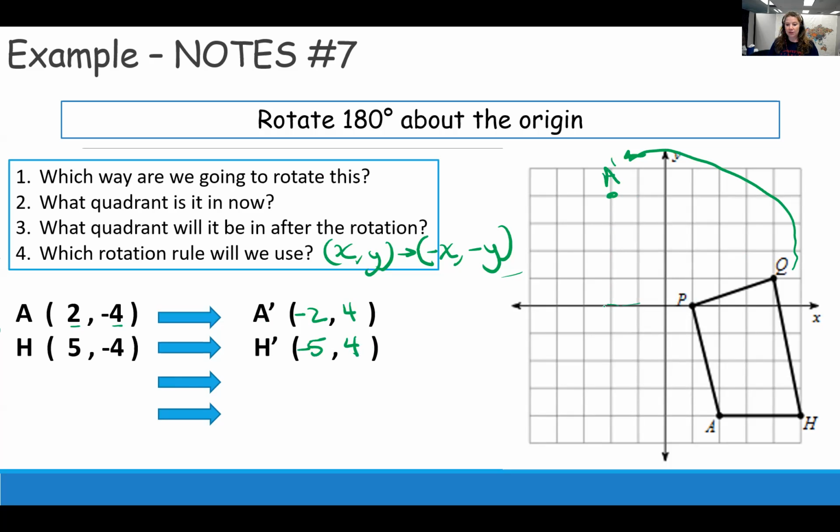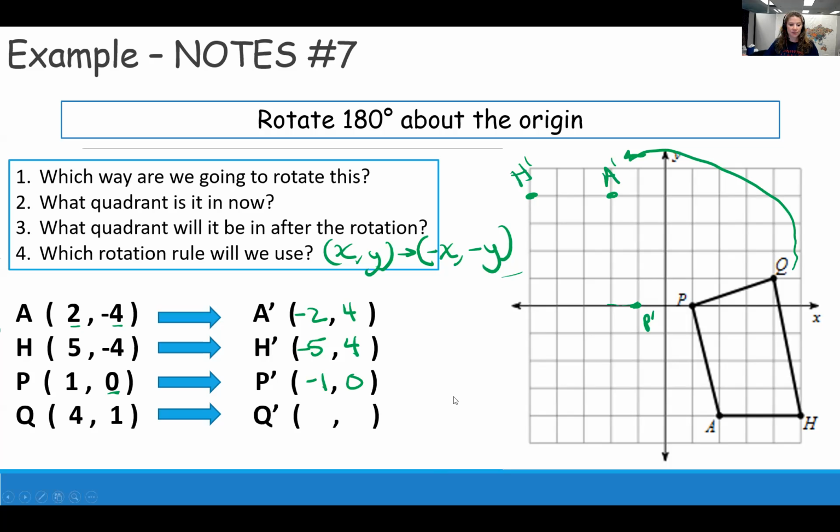So go left, 1, 2, 3, 4, 5, 1, 2, 3, 4. So that's H prime. P prime is going to be the opposite of 1 is -1. Is there any such thing as -0? No, it's just 0. So we're going to go left 1 and then we stop. And that's going to be P prime.